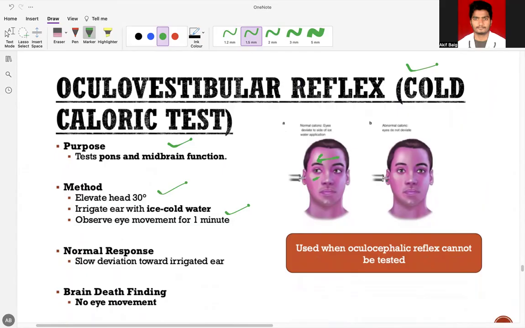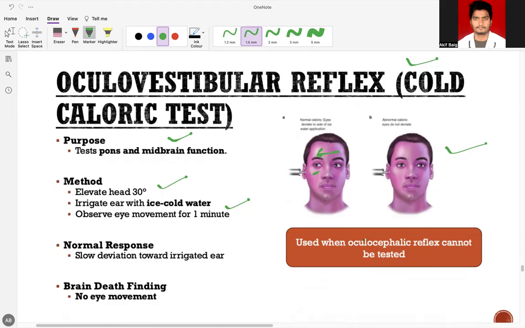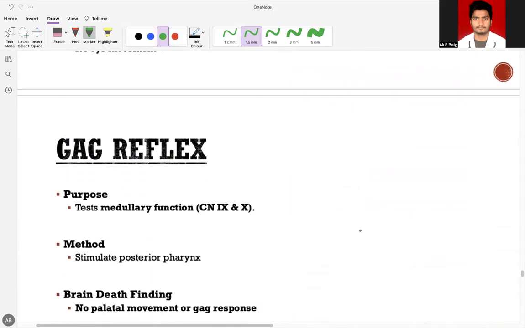As you can see in this patient, even after pouring the cold water, the eyelids remain in the center position. There is no movement in that. This means that the patient is brain dead. It is used when the oculocephalic reflex or doll's eye cannot be tested.